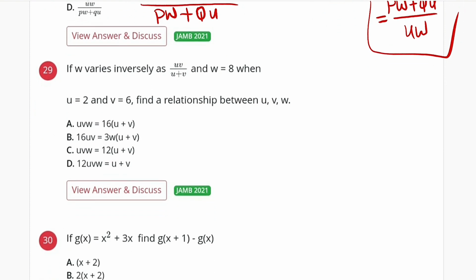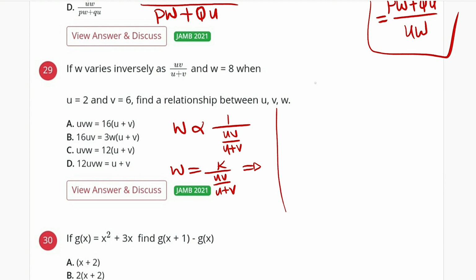Question number 29: if W varies inversely as UV divided by U plus V, and W is equal to 8 when U is equal to 2 and V equal to 6, we are asked to find the relationship between U, V and W. All right, so W varies inversely, so we take 1 and divide it by UV divided by U plus V. We remove the inverse proportion and we add K. And this can be simplified to W is equal to K multiplied by U plus V divided by UV.